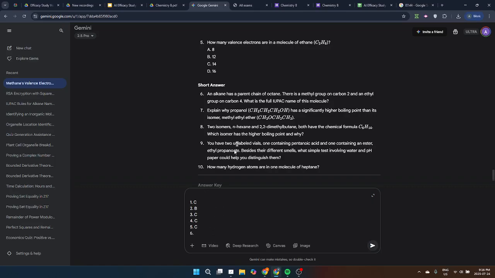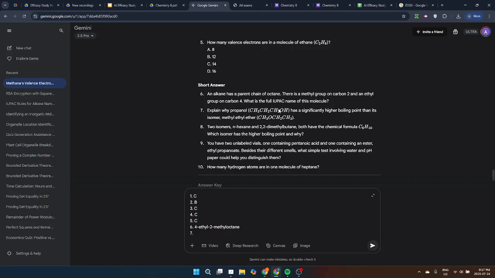Short answer. Okay, so this is just asking us for some new naming. Since ethyl is alphabetically before methyl, we're just going to do 4-ethyl 2-methyl. 7. Explain why propanol has a significantly higher boiling point than its isomer. Methyl ethyl ethyl ether.